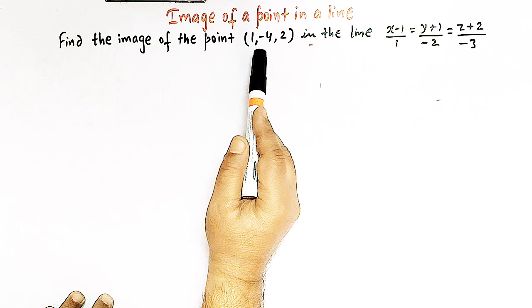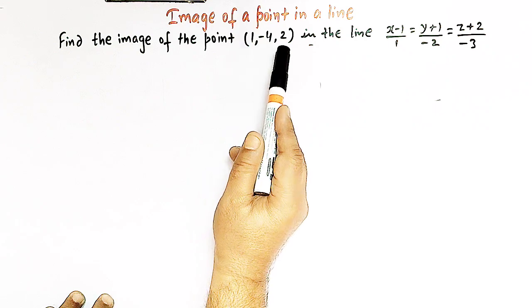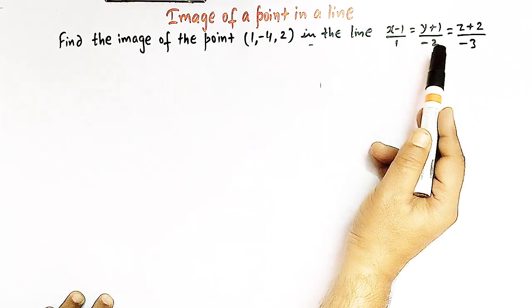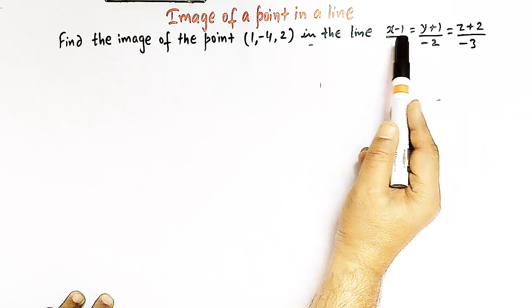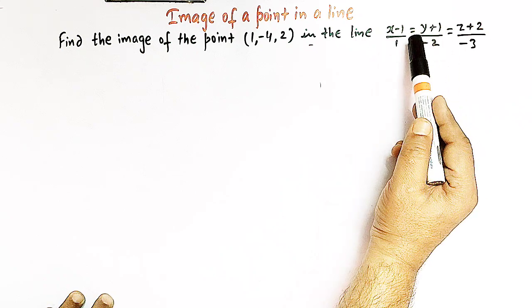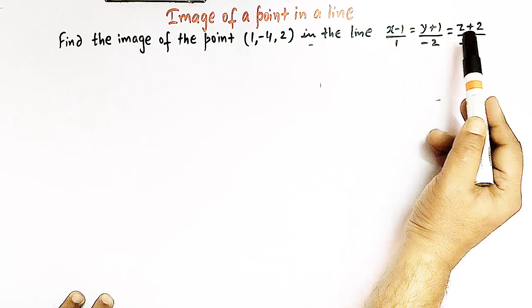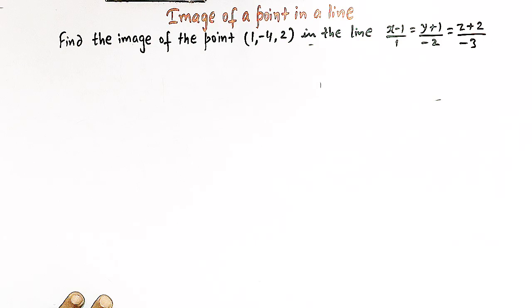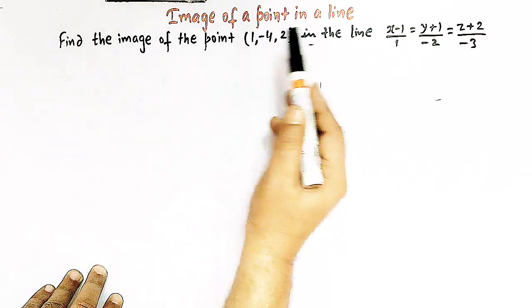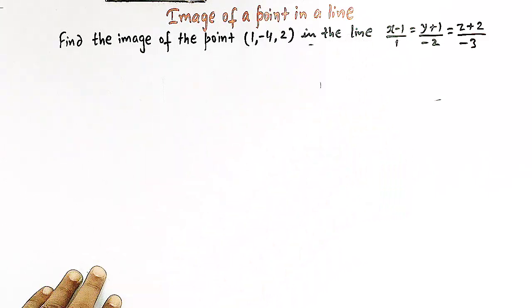this point, that is 1 comma minus 4 comma 2, with respect to this line whose equation in symmetric form is given as (x minus 1) over 1 equal to (y plus 1) over minus 2 equal to (z plus 2) over minus 3, right? So here we'll see how we can find out the image of a point with respect to a line with the help of the concept of direction ratios, right?